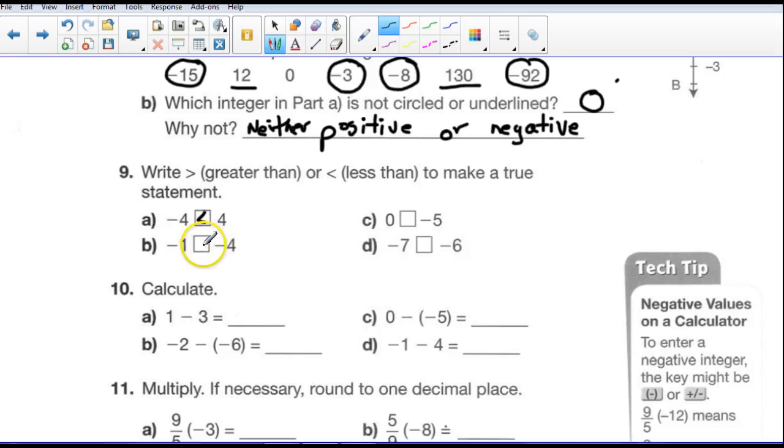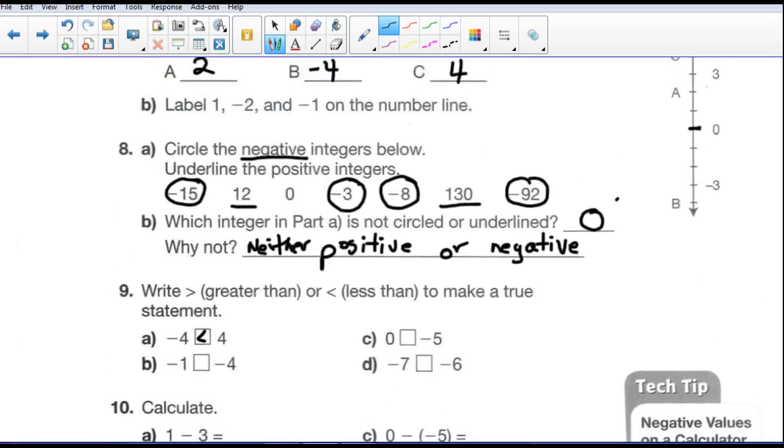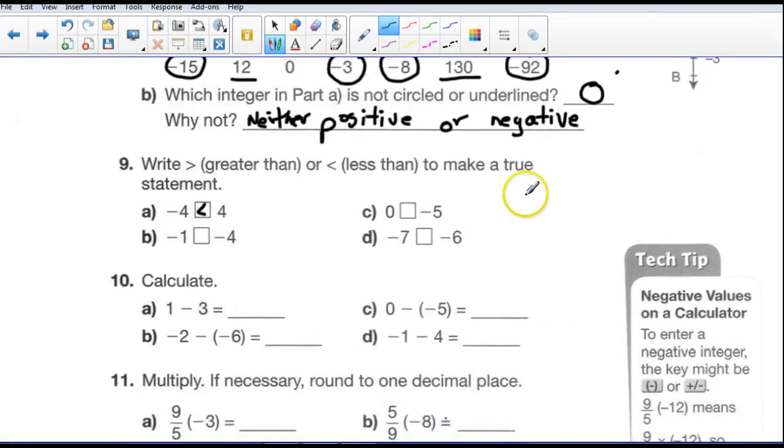Okay, -1 is greater than or less than -4? Well, if we look at the number line, which one is closest to 0, -1 or -4? Well, -1 is closest to 0. Okay, so -1 is greater than -4.